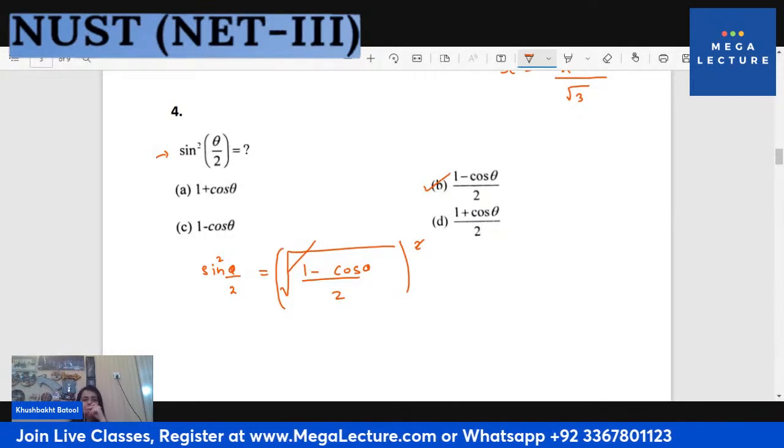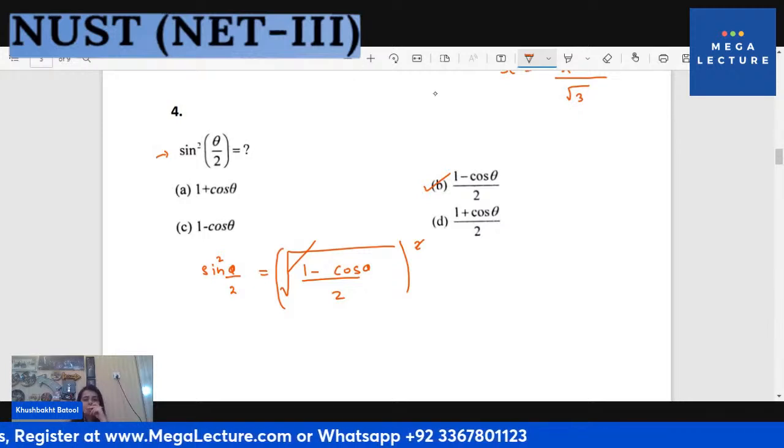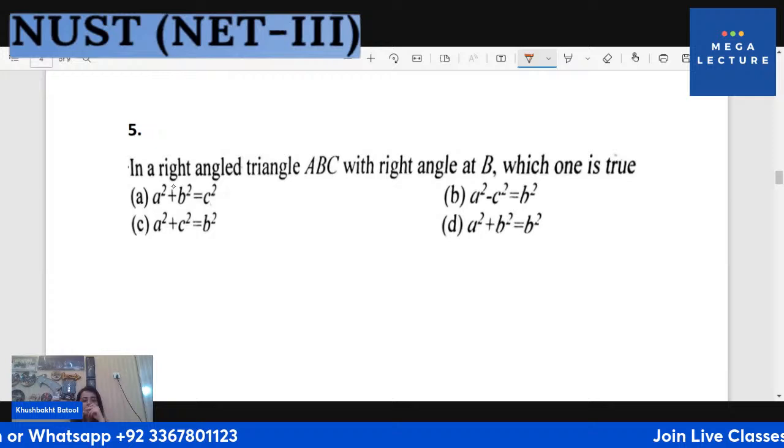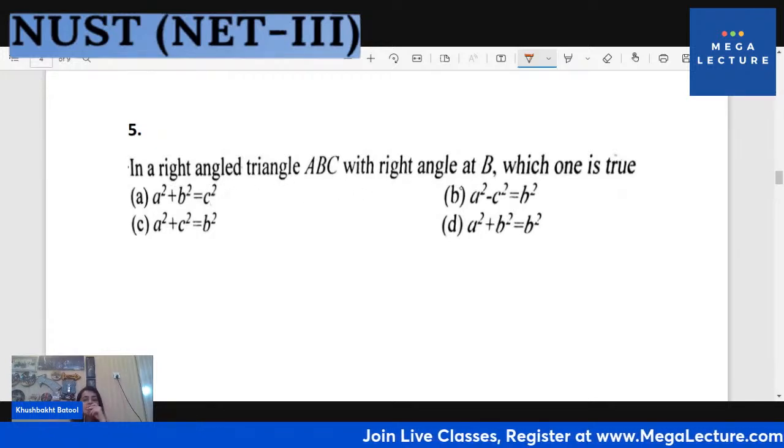All right, okay. Let's talk about the next question. Here it is. It says, in a right angled triangle ABC with right angle at B, which one is true?